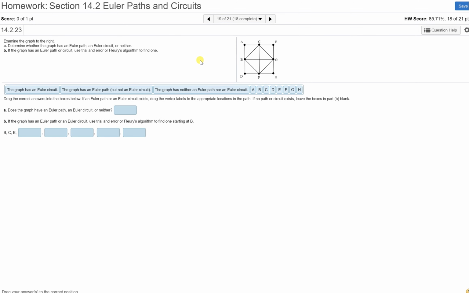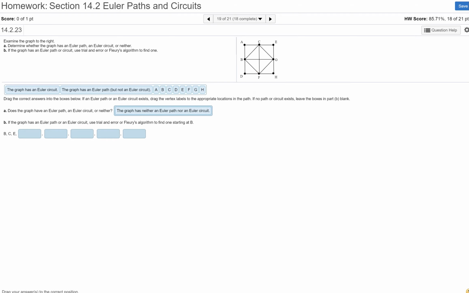So determine if this is a path, circuit, whatever. Let's see. A is 2, C is 1, 2, 3, 4, 5. Okay, C is odd, so let me look at B. 1, 2, 3, 4, 5. B is odd. 1, 2, 3, 4. Oh, there's more than 2 odds. So it's neither a circuit nor a path.